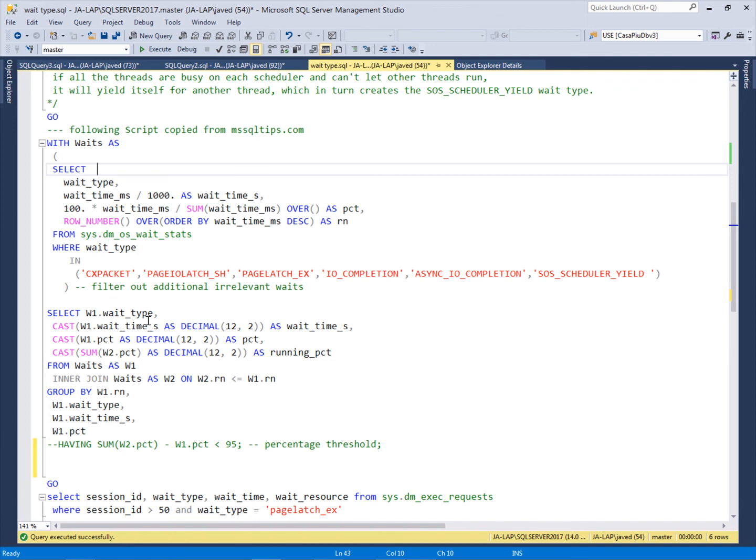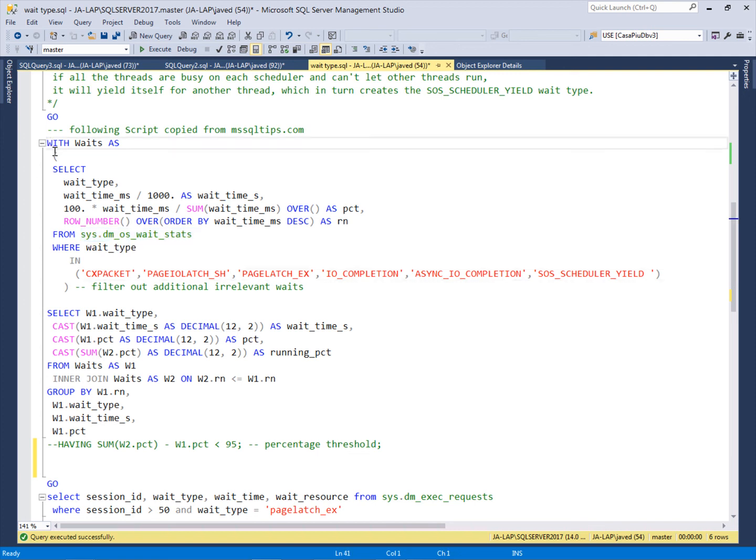I have here a DMV, sys.dm_os_wait_stats. This DMV will give us all the wait statistics which occur on our server. There are a lot of waits it will give us, but not all the waits are problem-creating waits. There are a lot of waits which are recorded by the server, but these are innocent waits. The most problem-creating waits I will filter from this DMV.